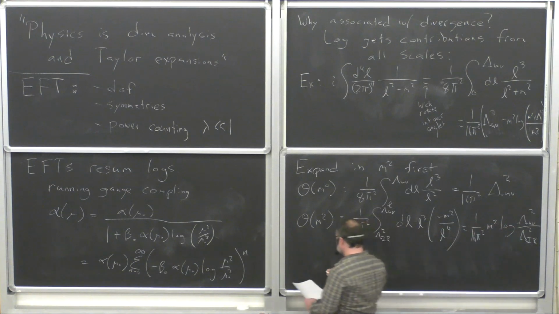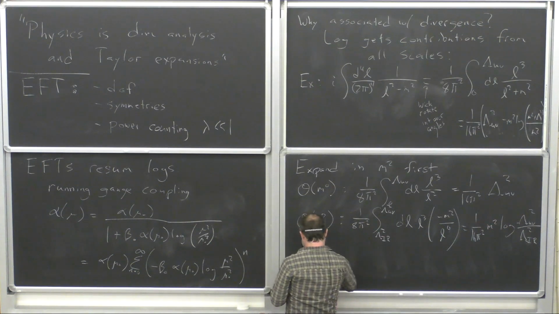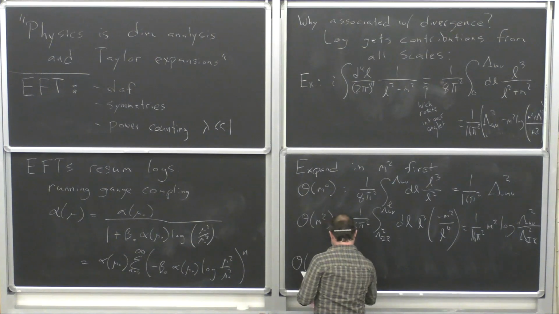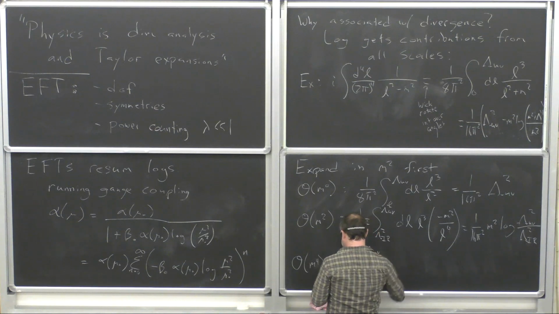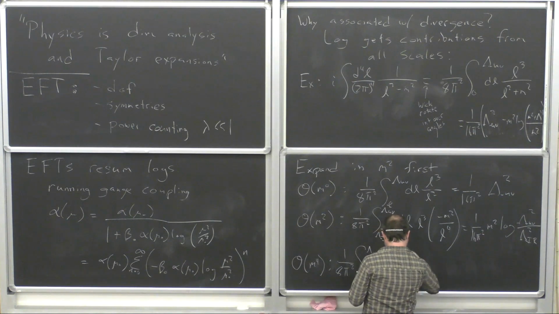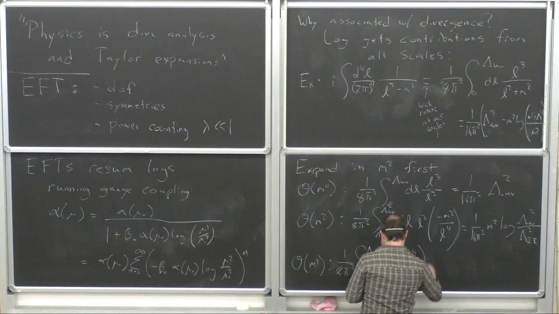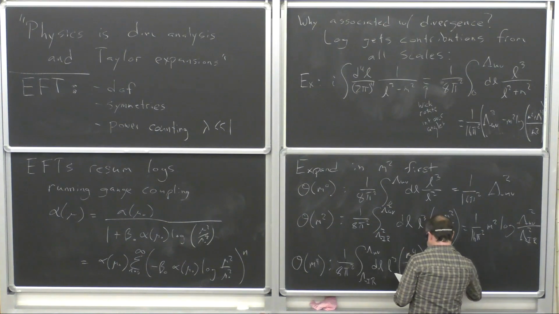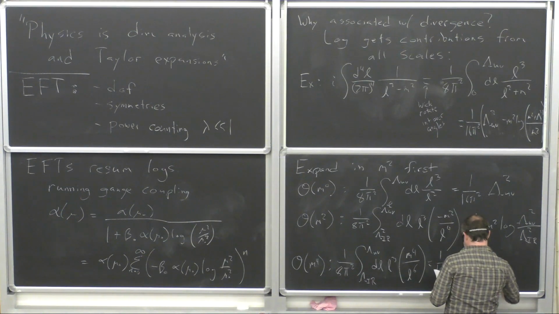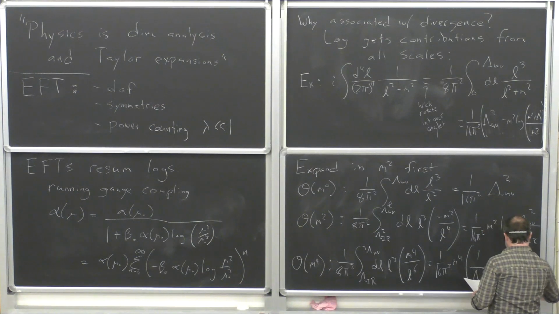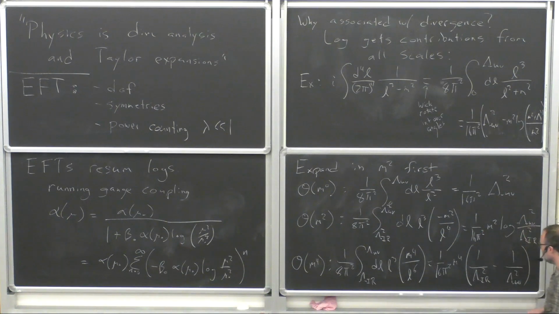And then, let's do one more order. And I get 1 over 16 pi squared, m to the 4th, 1 over lambda IR squared minus 1 over lambda UV squared. Okay? And now, by assumption, lambda UV is much bigger than lambda IR, so this is suppressed, okay, and I'm localized in the IR.